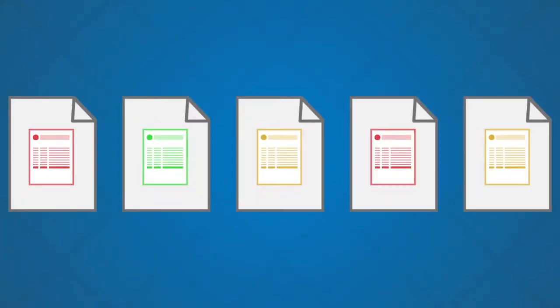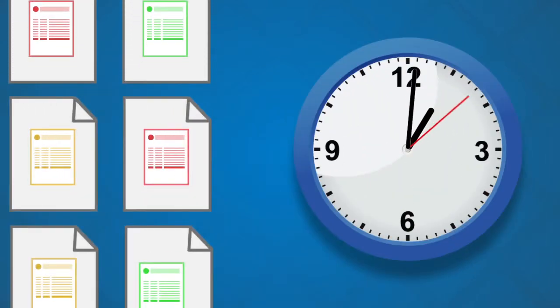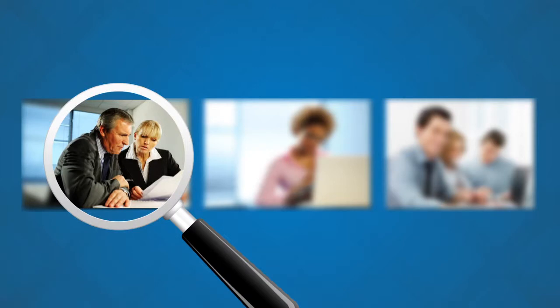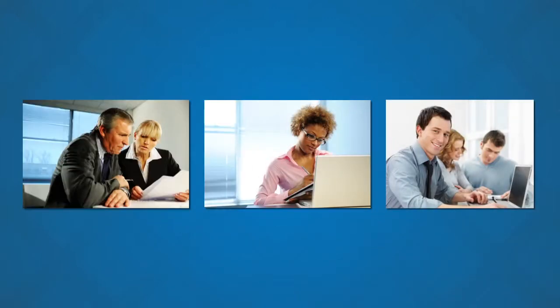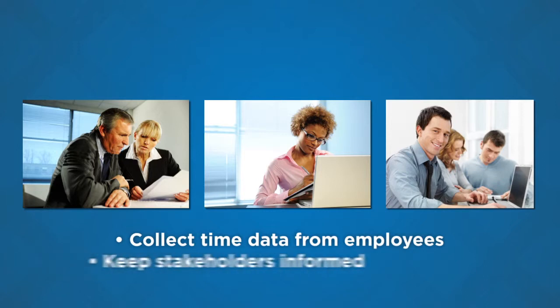When you manage multiple projects, it can be difficult to know which projects are working and which ones are not. A lack of transparency into project status can make it difficult to allocate resources appropriately or deliver projects on time and within budget. On the flip side, real-time project visibility allows you to stay on top of time data from employees throughout your organization, while also keeping stakeholders informed.